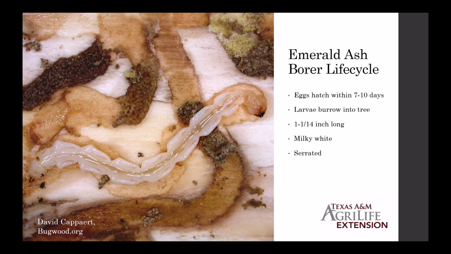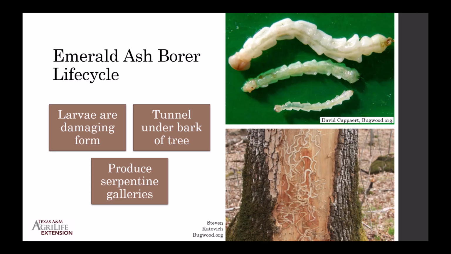Larvae are creamy, milky white color and relatively narrow or thin, with segmented or serrated-like bodies. And unlike most flat-headed borers, they do not have an exaggeratedly flattened head. The larvae of the emerald ash borer are the main damaging form. While the adults will feed on the foliage, it is the larvae burrowing under the bark that causes the most damage and ultimate death of the tree.